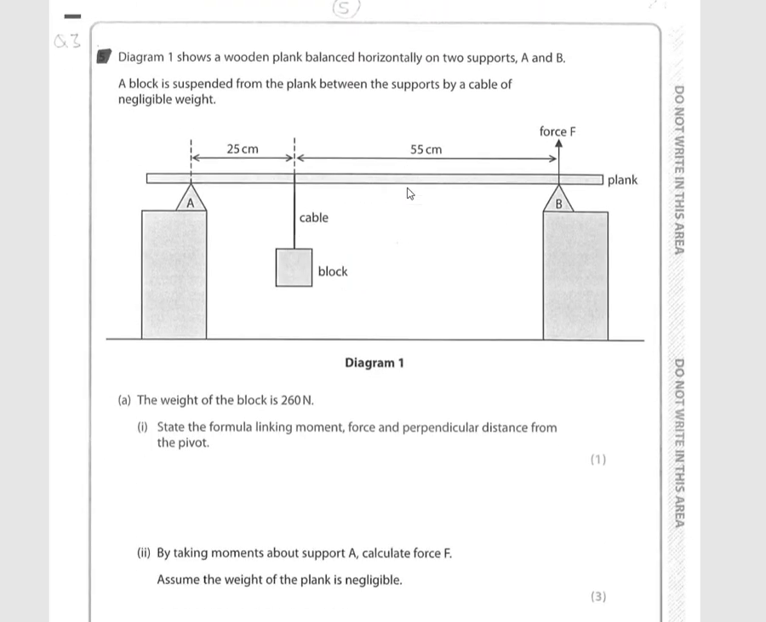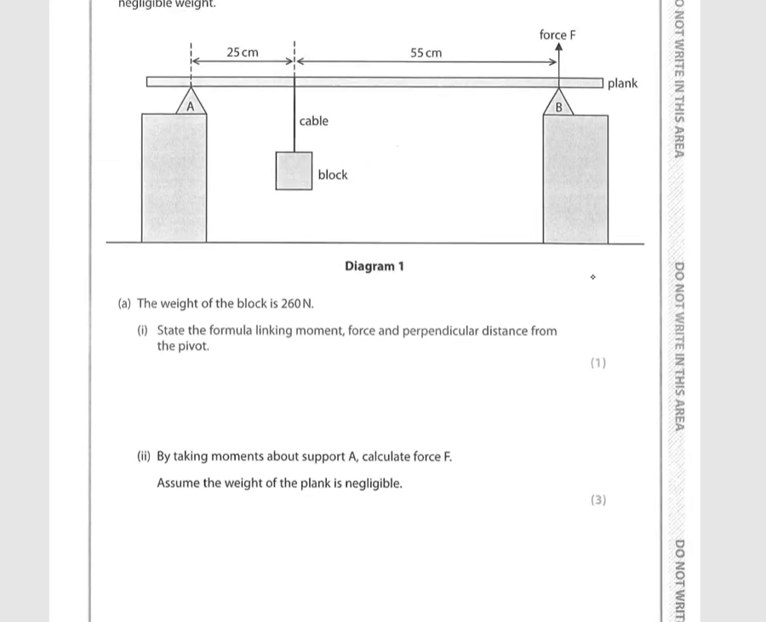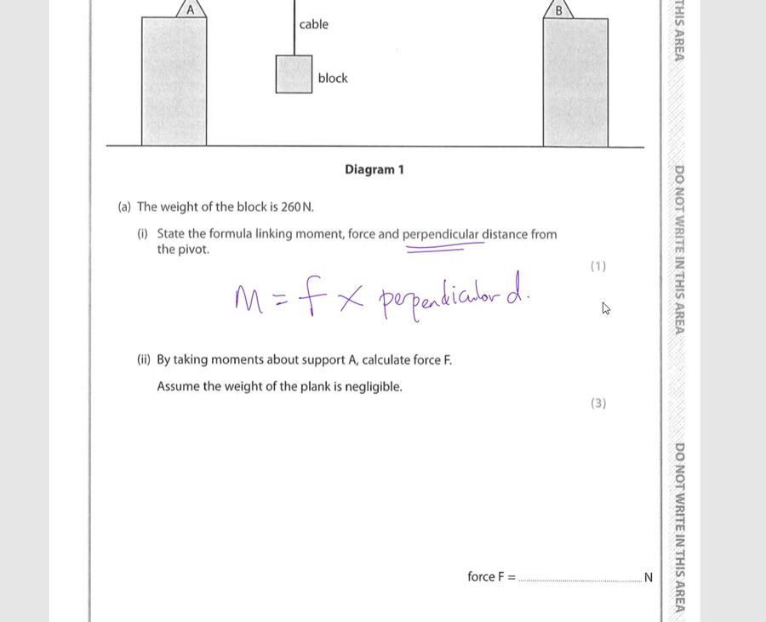So let's move to the next one. Now this is the moment question. What is the equation for moment? Moment is equal to force times perpendicular distance. We need to make sure that the distance we're writing down is perpendicular. That's what the question tells us. We need to be careful if we're using the symbol: M equals F times perpendicular distance.